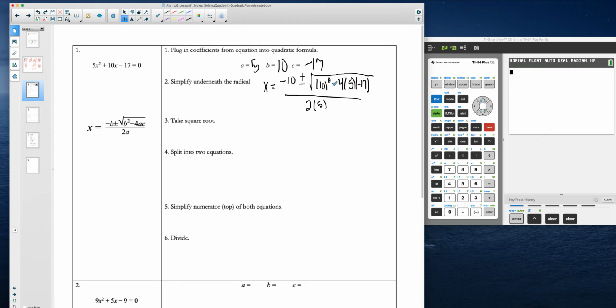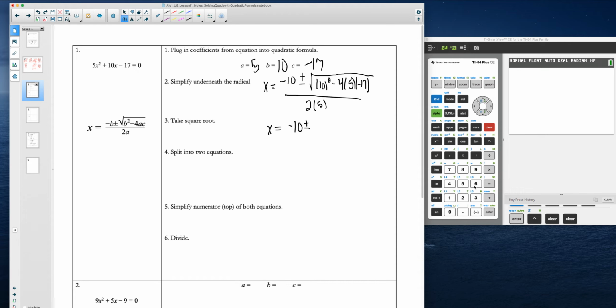Now what we want to do is just do a couple steps here individually. We want to simplify inside this radical first. So I'm going to go ahead and write x equals. The negative 10 on the outside of the radical is not going to change. So we're going to have negative 10 plus or minus.